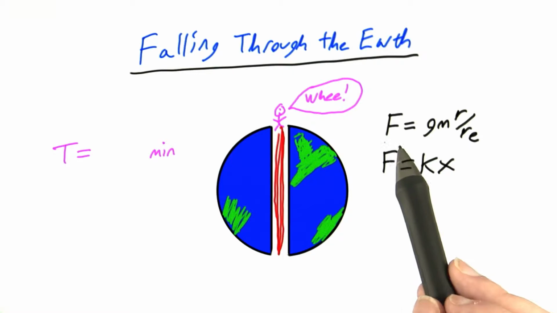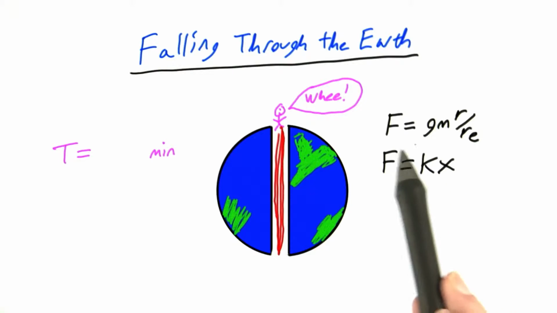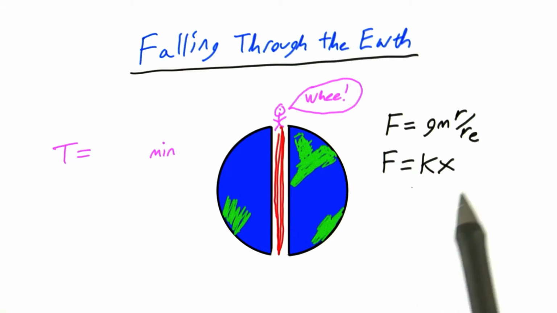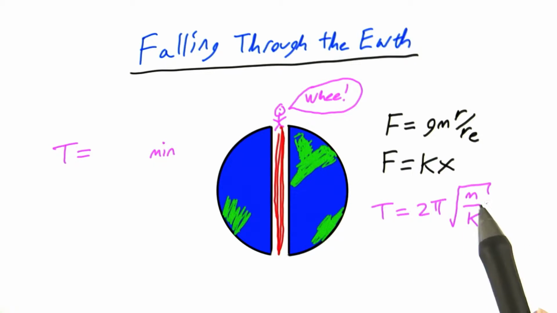So in order to solve this problem, we're going to have to relate this new force, the force of gravity within the Earth's surface, to a force we're more familiar with, this Hooke's law force, the force exerted by a spring. So we know that with springs, the period is equal to 2 pi times the square root of the mass over the spring constant k.